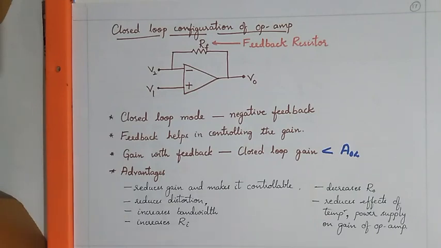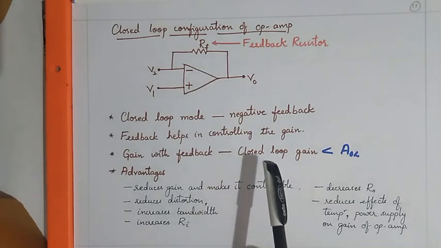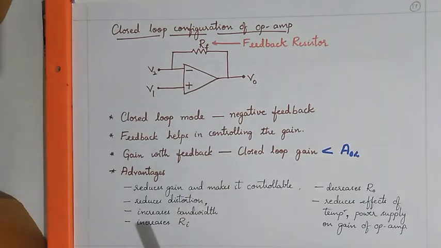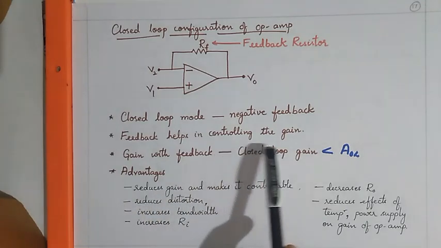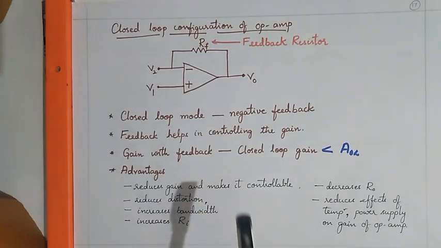In linear applications, the op-amp is always used with negative feedback. With negative feedback, it controls the gain, that is the open loop gain which is supposed to be infinite. With the usage of the feedback resistor, the gain is controlled. Thus the output is not driven into saturation.